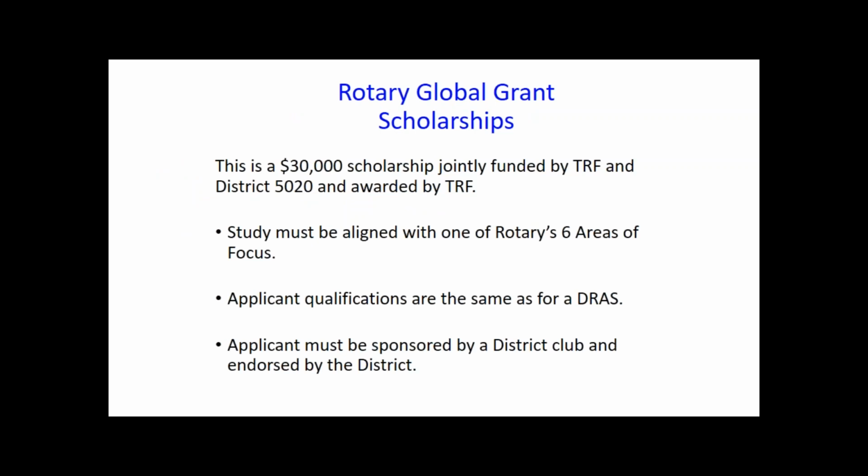So the next step up is a global grant scholarship, which is part of the global grant process. You can see the $30,000 number, $15,000 from the district and $15,000 from TRF. But because TRF money is involved, the area of study must be within the 6 areas of focus. Actually, it would be hard to think of anything a Rotarian-oriented person would be interested in studying that doesn't come within the 6 areas of focus, but that's a requirement.